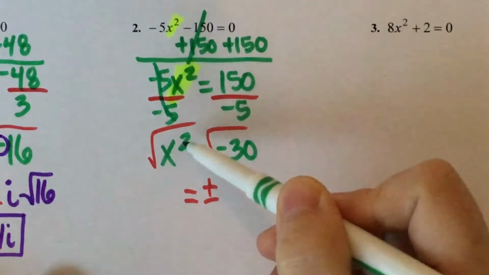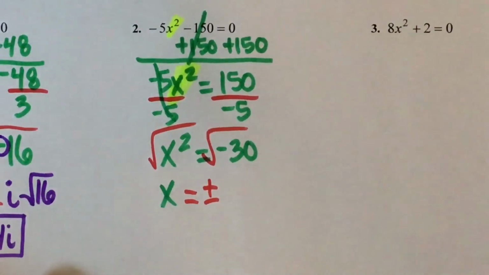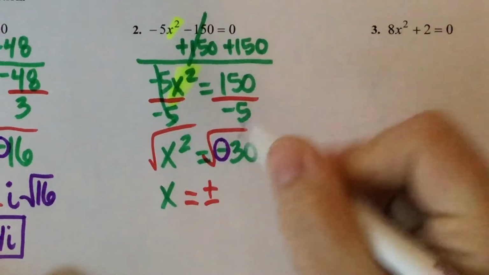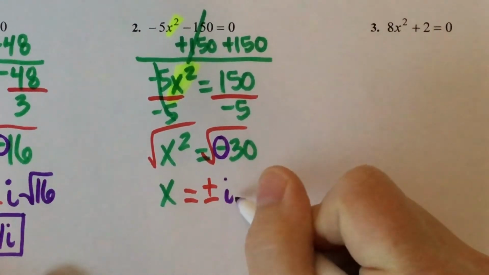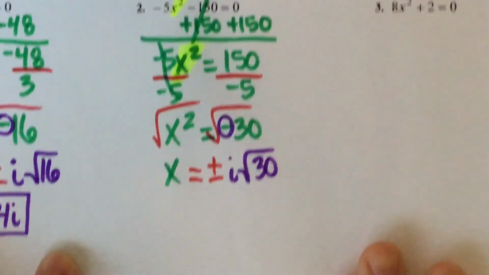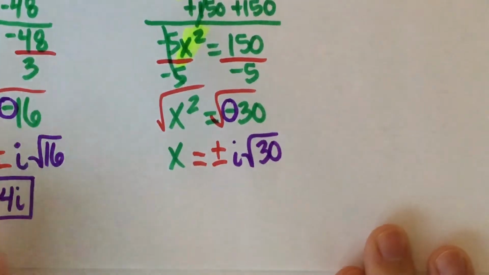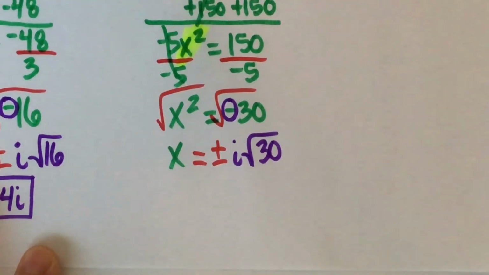On the left side, the squared and square root cancel each other, leaving x. And then remember, if you have a negative under the radical, i takes it out, and then you're left with a positive 30. And then you want to see what you can do with the square root. Can you take the square root of 30 and get something pretty? Nope.